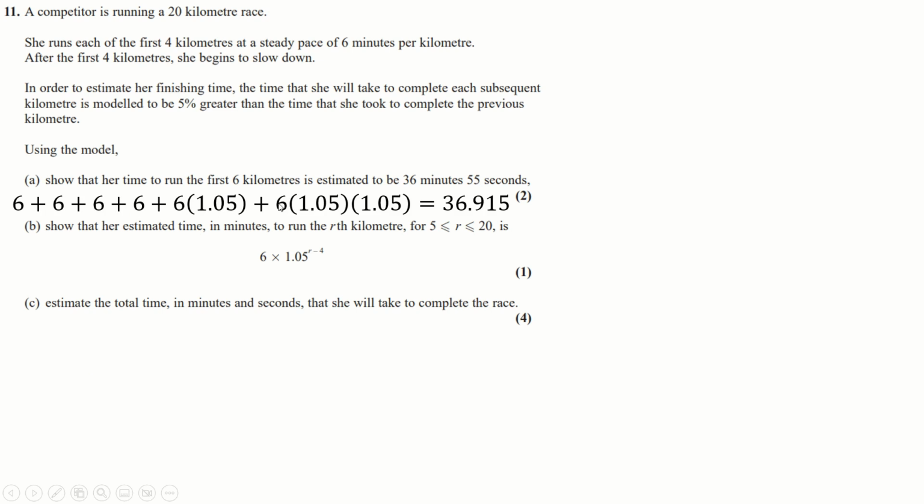And then the one after that will be 5% more than the one you did before. So this is how long the 5th took. And then you times it by another 1.05 to increase that by 5%, because it's always 5% more than the previous kilometer. You get this number. Of course, this is not in minutes and seconds, so you do 0.915 times 60, which will roughly convert to seconds, which is roughly 55 there. And we'll have the answer.